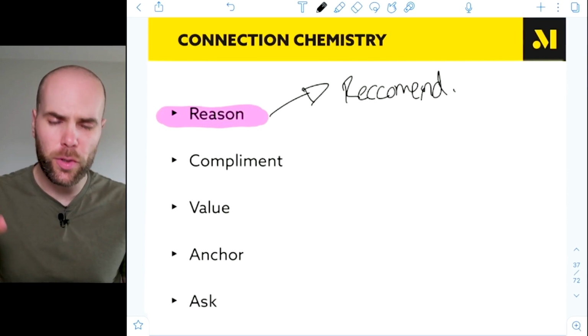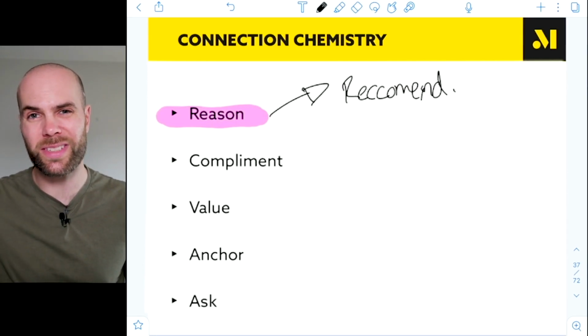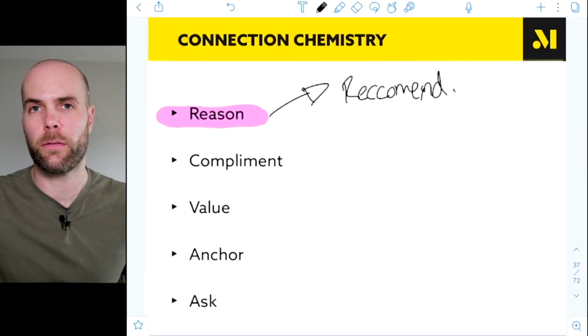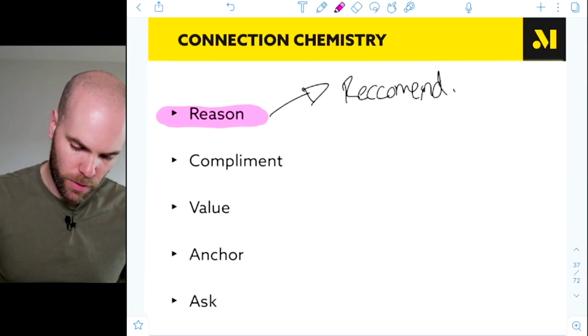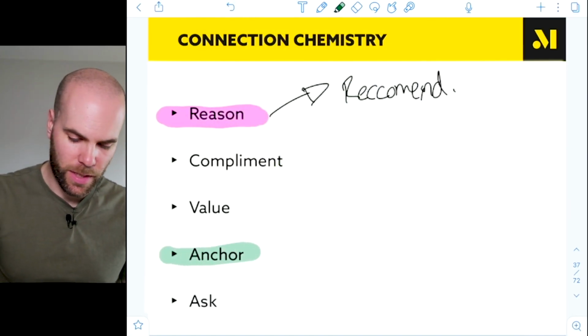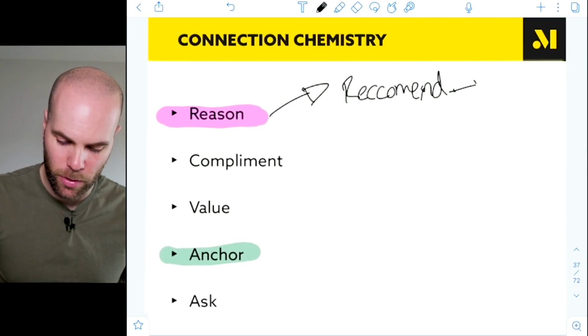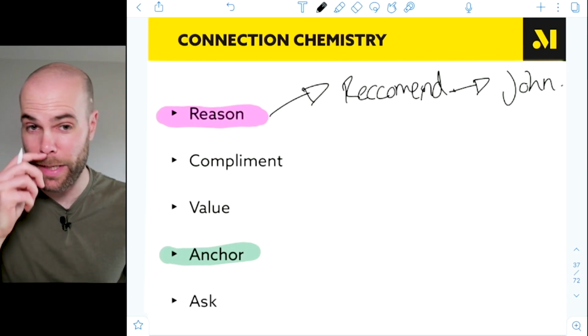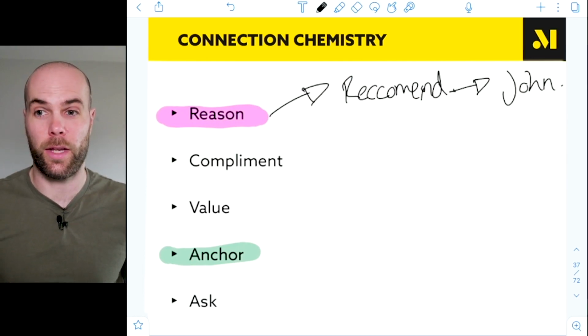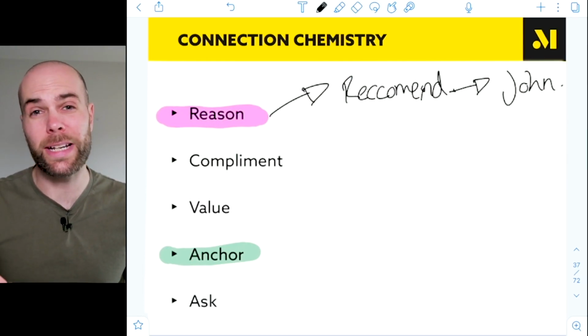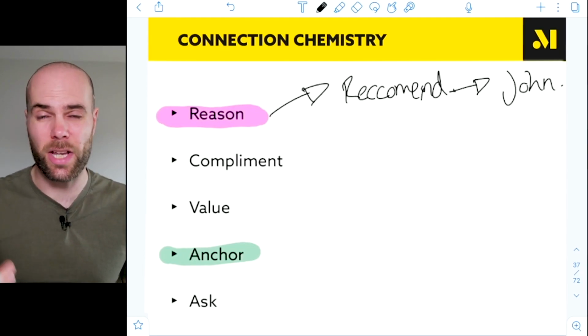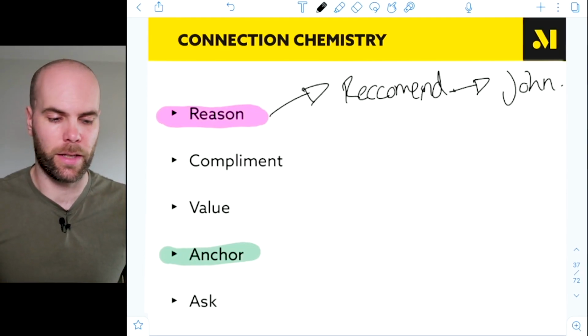Now, if you can do this with a mutual contact, this is even more valuable because it plays into this part here, which I'll talk about in a minute, which is the anchor. So if you can say, hey, I'm reaching out because John recommended that I speak to you, and John is somebody that they know, this is a really, really powerful technique because it disarms them straight away. They're like, oh, if John said that you should reach out, then this person must be okay. Like John is almost giving me permission to come and talk to you.